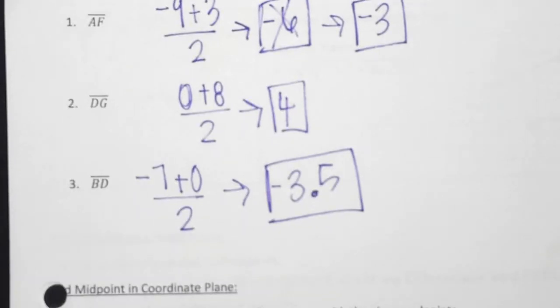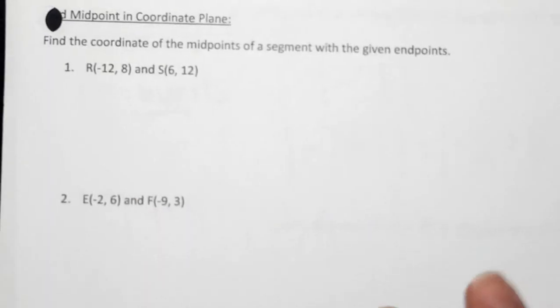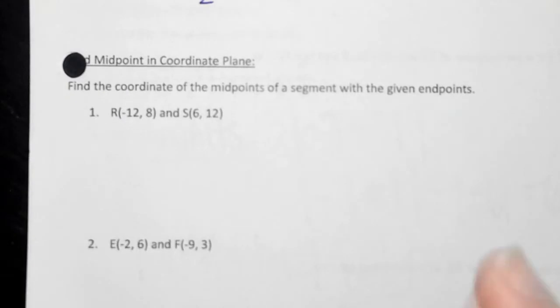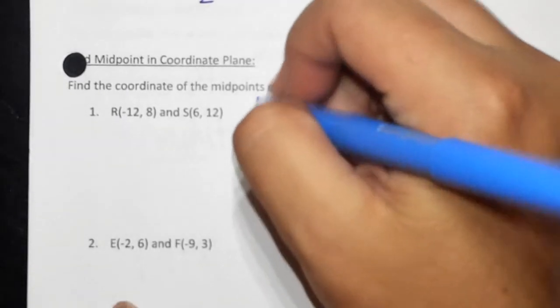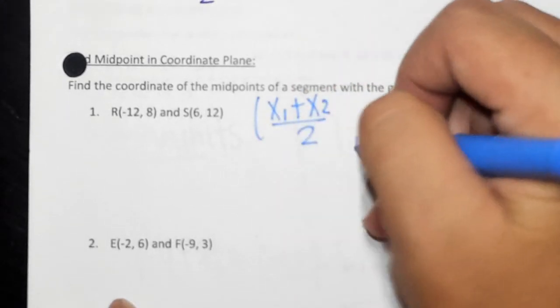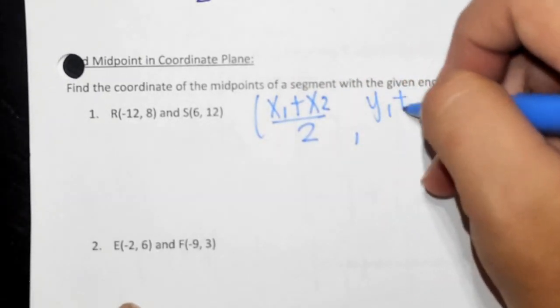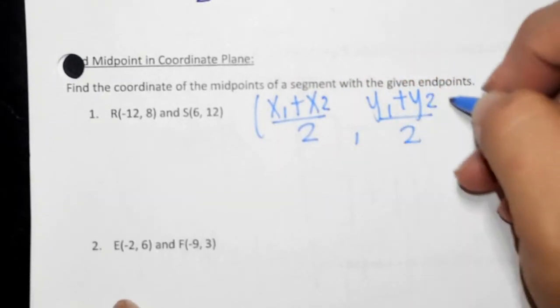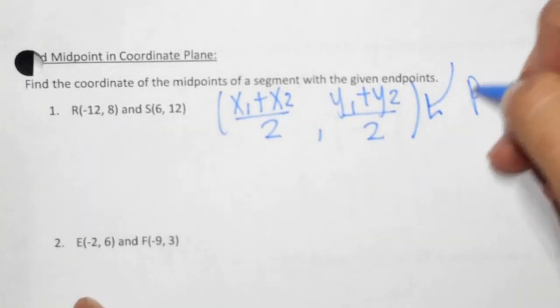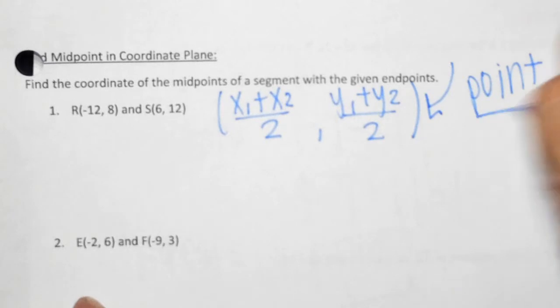So to find the middle, just using a line segment, add them together, divided by 2. Same concept for if you're in a coordinate plane, except the only difference is that you need to add both of your x's. So add x1 and x2, divide by 2. And then add y1 and y2 and divide by 2. Now your answer is going to be a point. Your answer is a point.